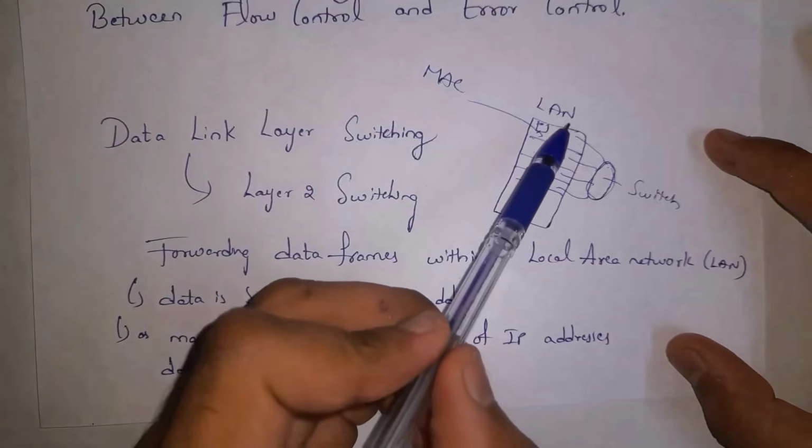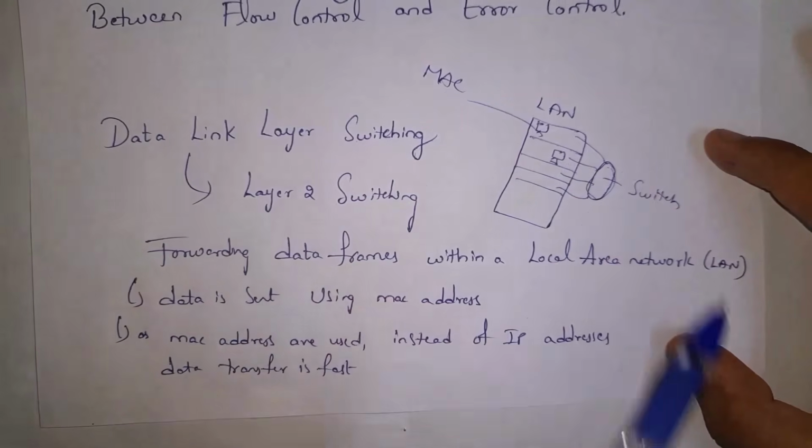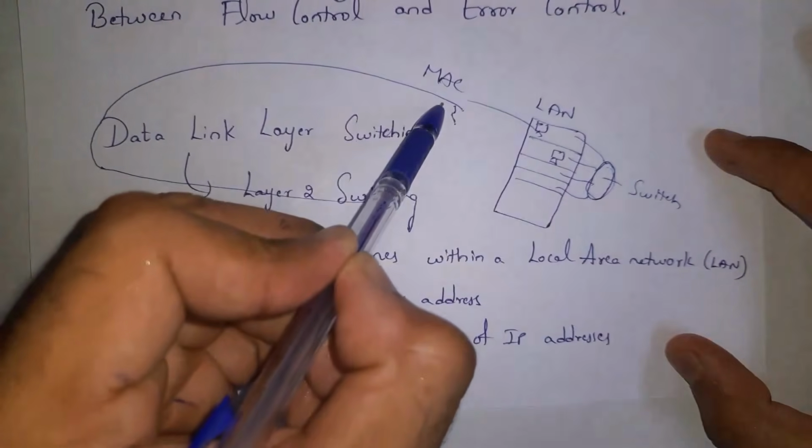So if all devices are connected by using a switch, then devices will communicate with each other by using MAC addresses. Instead of IP addresses, devices are using MAC addresses. So data transfer is very fast. This is all about data link layer switching.